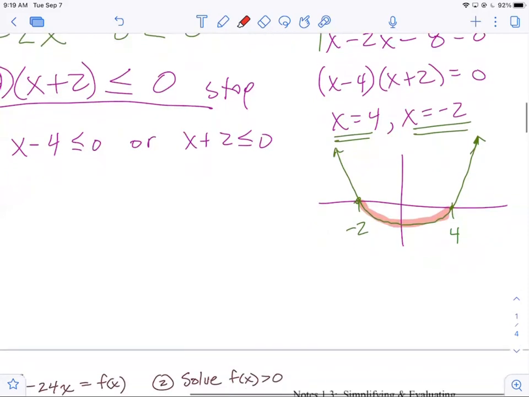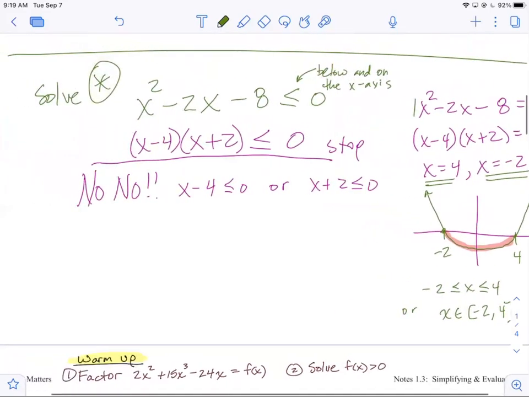So how am I going to answer it? I'm going to say that the solution then is negative 2 less than or equal to x less than or equal to 4. That would be inequality notation. Or you could say x is an element of the bracket, negative 2, comma 4, bracket. Okay? Either one of those works.